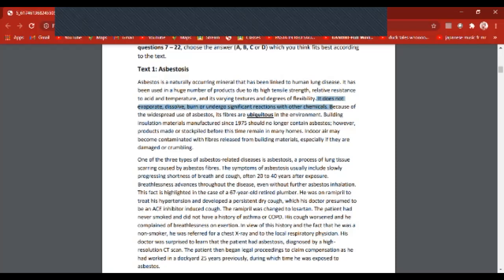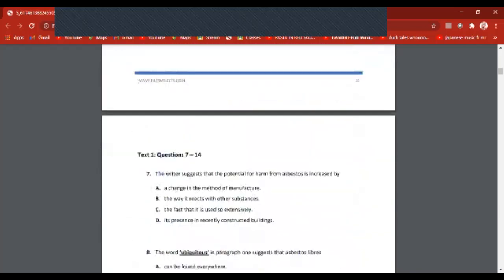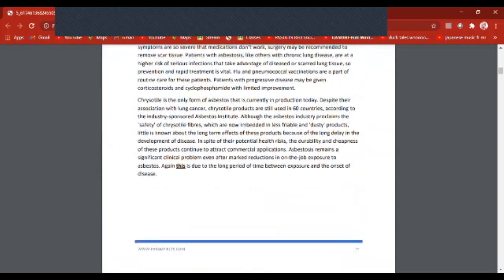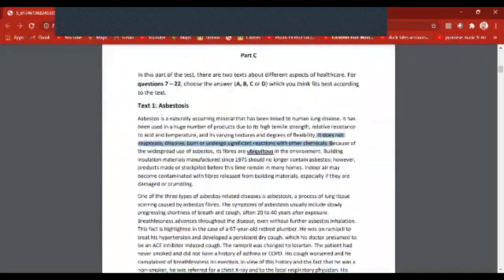So now, coming to this option, the way it reacts with other substances. This option will go anyway, right? This option will not be there. Why? It says it does not evaporate, burn, or undergo significant reaction.